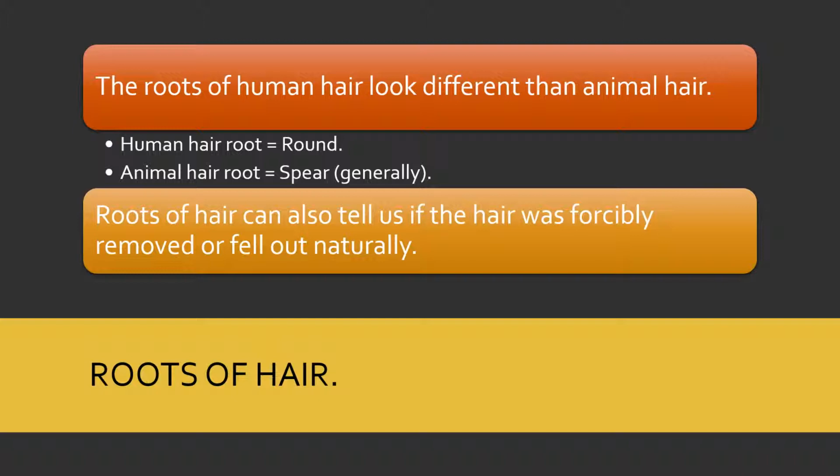Roots of hair. Forensic scientists or others can look at the roots of hair to help with crime scene analysis as well. The roots of human hair look different than animal hair. A human hair root typically looks rounded, or round. An animal hair root looks like a spear, generally. Roots of hair can also tell us if the hair was forcibly removed or fell out naturally.